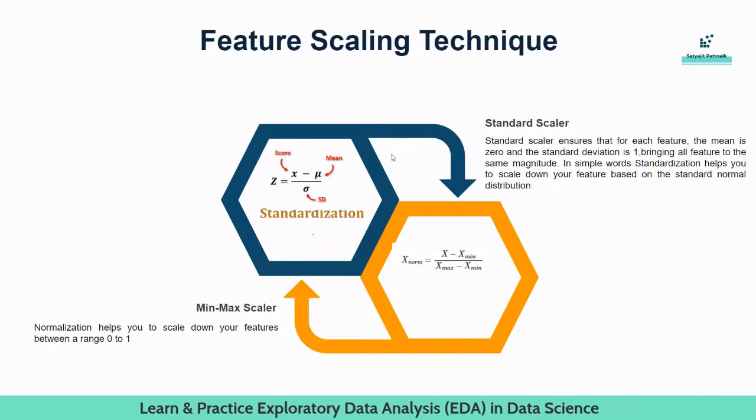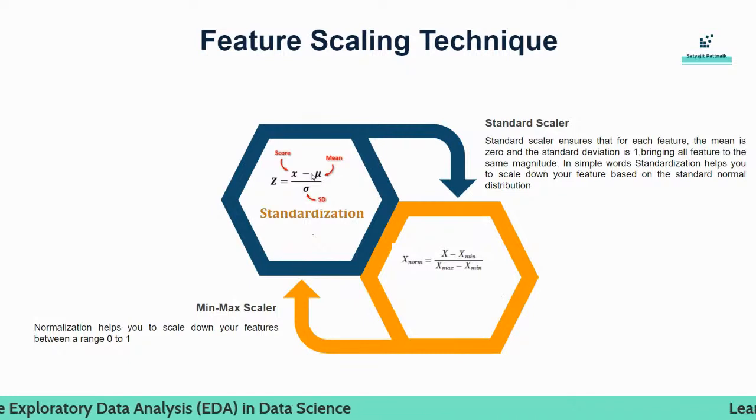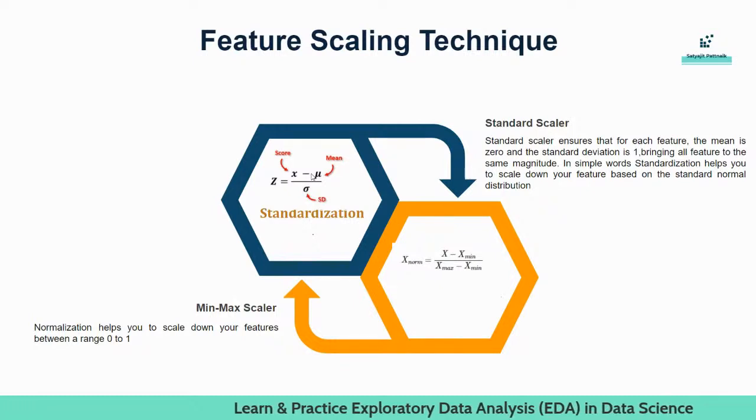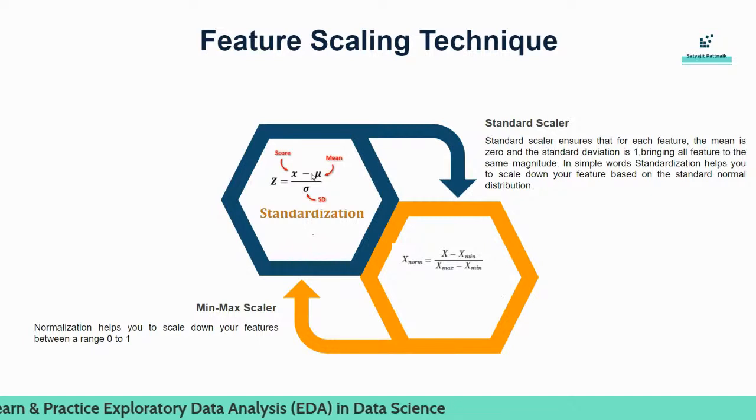Okay, so you have to calculate the mean. Let's say you have values like 100, 200, 150, 120. First of all, you have to calculate the mean. Then you have to calculate the standard deviation. And then you can calculate the Z score for each value. And those Z scores are basically your final standardized values.